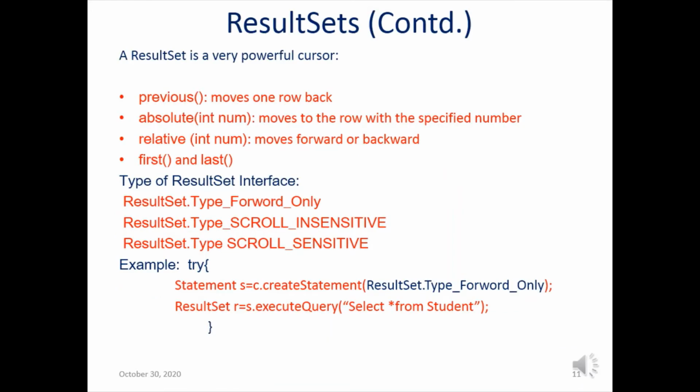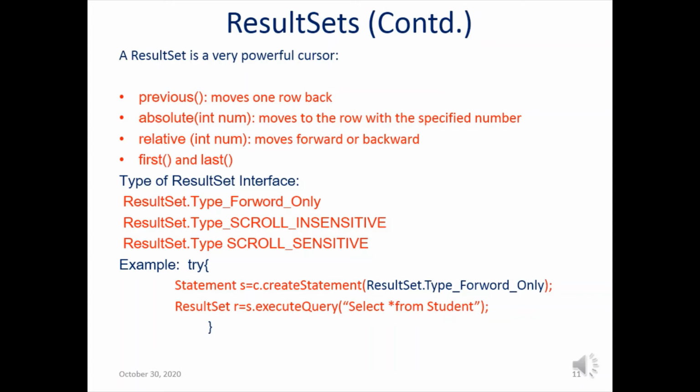In this slide, we are seeing the different ResultSet methods and types of the ResultSet interface. Let us first discuss the different methods of the ResultSet interface. The first method is previous. The previous method moves the cursor one row backward. The absolute method takes one argument of type int. This method moves the cursor to the row with the specified number. If the cursor is pointing to the second row and I pass the argument as 2, then the cursor will be moved to the fourth row.